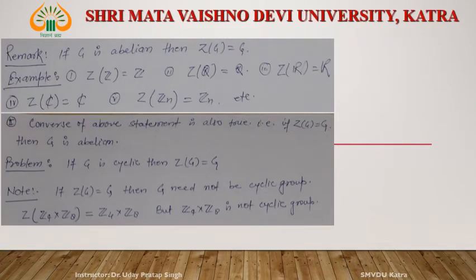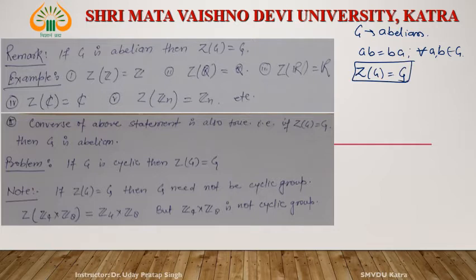Now see, suppose the group for which we are calculating the center is already abelian, meaning G is abelian. If G is abelian, then ab is equal to ba for all a, b belonging to G. Then what is Z(G)? Z(G) is the whole of G, since all elements of G already satisfy the commutative law, and Z(G) contains all those elements which satisfy this law. So if G is abelian, then Z(G) equals G.